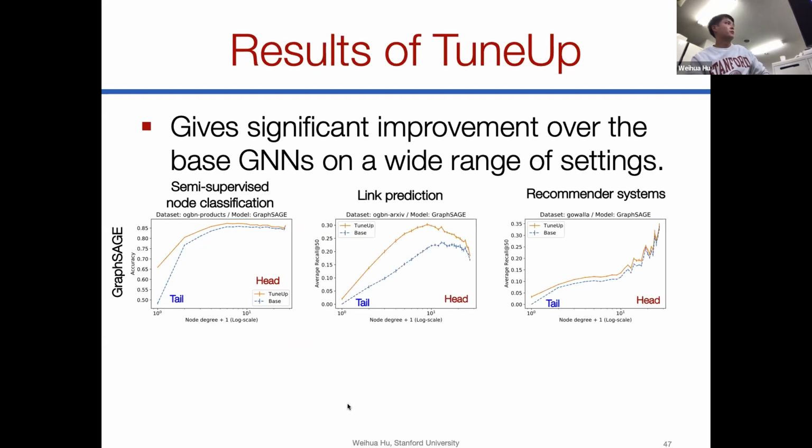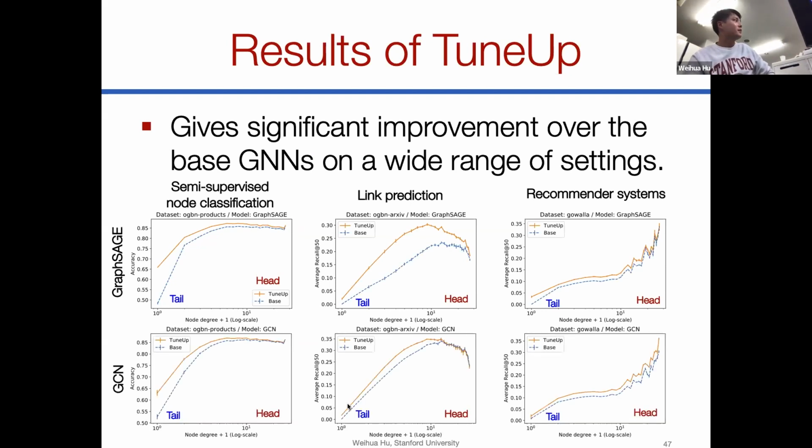And we also test the performance on link prediction in a recommender system. We again see this huge improvement of this tune-up. And we also try different GNN architectures, and we see this consistent improvement. So we find this training strategy to be useful across different tasks, across the different GNN architectures. And so it's quite an exciting method, very general and exciting method.